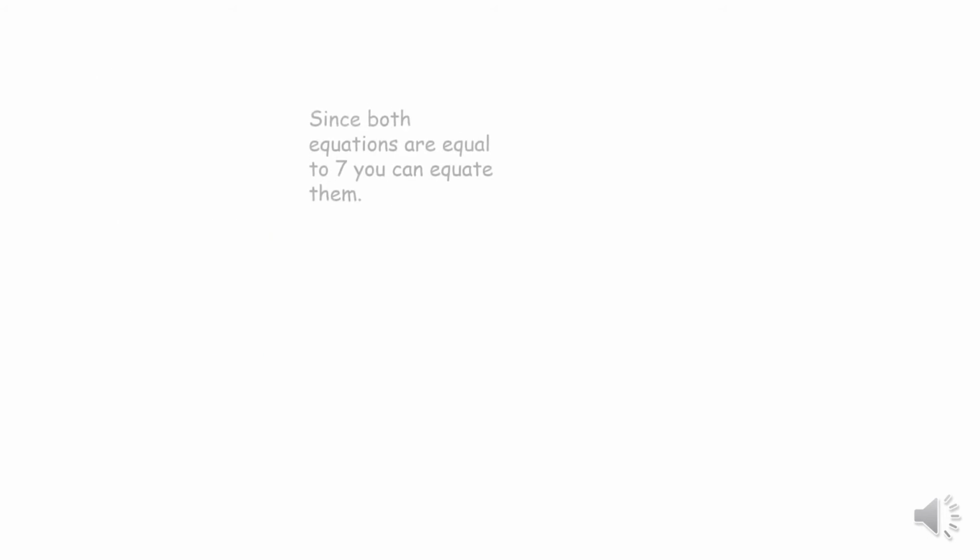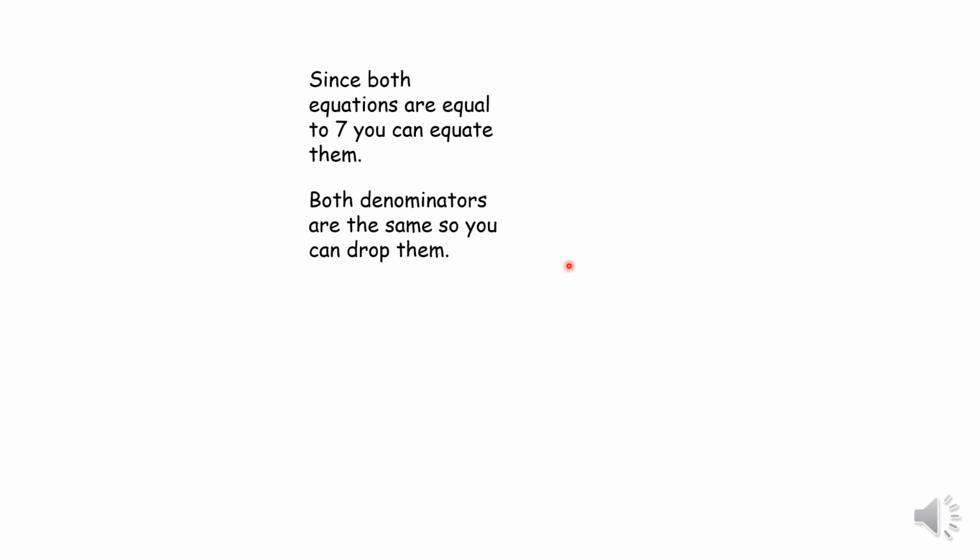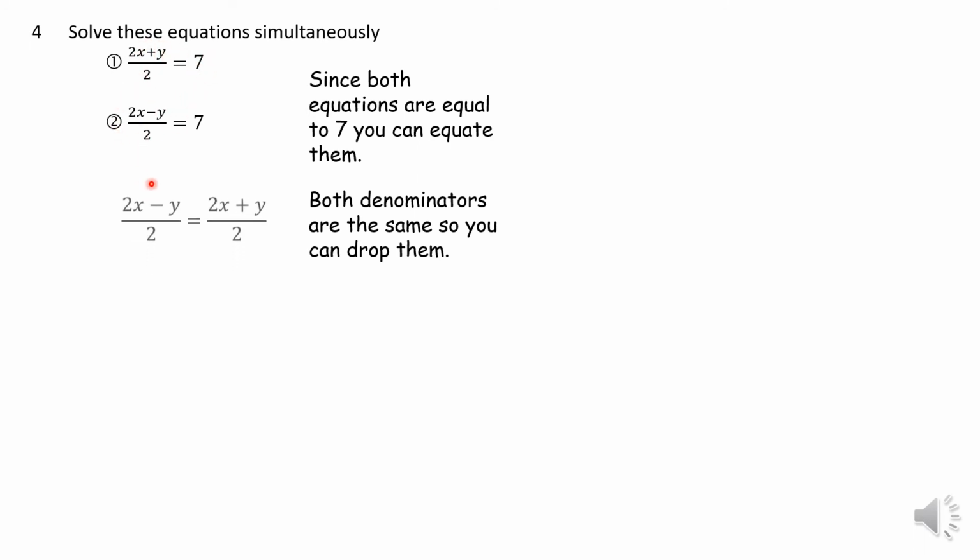Right, the next question here, you're supposed to solve these equations simultaneously. So since both of them are equal to 7, you can actually just equate them. If this whole stuff is equal to 7 and this whole stuff is also equal to 7, then this stuff, as I like to say, can be equated, okay? And you can actually drop these denominators since they are the same. You can just go ahead and drop them, okay?